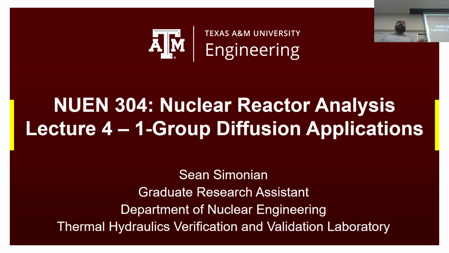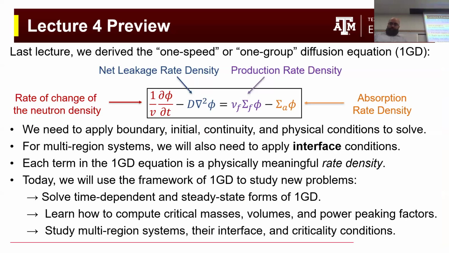Last time we derived the one group diffusion equation, and we talked a little bit about the conditions that are required to solve that equation. Just as a refresher, this was the one group diffusion equation. We said last time that if you look at every term, there are four terms in this equation. Every term has units that are some kind of neutron rate density, so neutrons per unit volume per unit time.